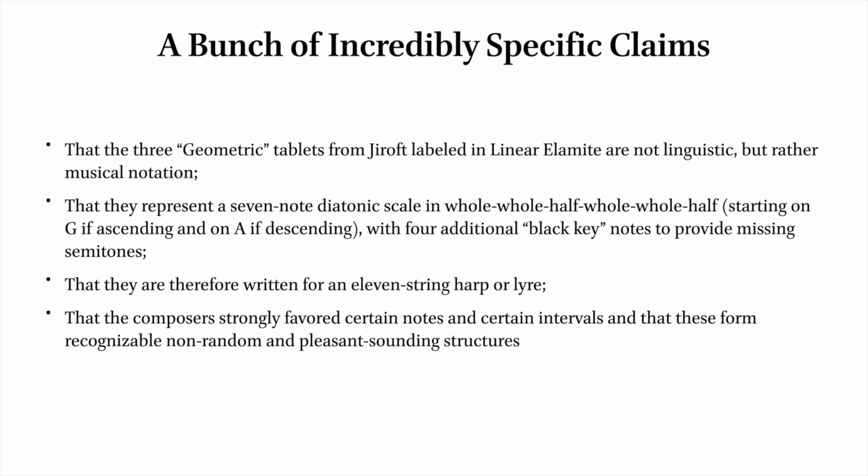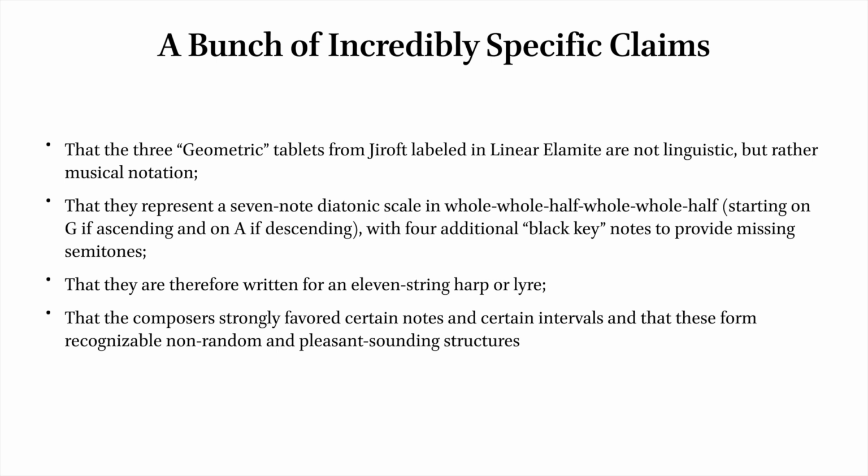Namely, that the three geometric tablets from Giroft, labeled in linear Elamite, are not linguistic, but rather musical notation. That they represent a seven-note diatonic scale in whole, whole, half, whole, whole, half, which starts on G if you're ascending or A if descending, with four additional black key notes to provide missing semitones. That they are therefore written for an 11-string harp or lyre, and that the composers strongly favored certain notes and certain intervals, and that these form recognizable, non-random, and pleasant-sounding structures.